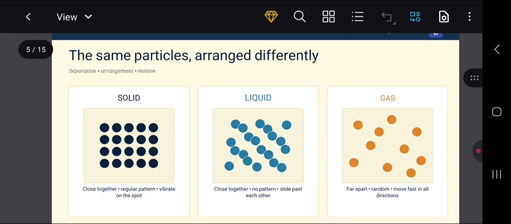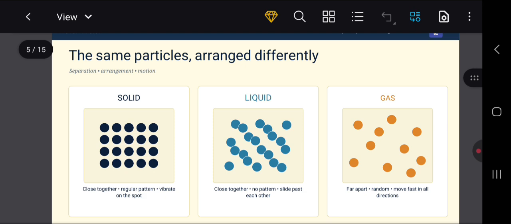Liquid, close together, but there is no pattern, unlike a solid where you can see that there is a regular pattern. In a liquid, the particles slide past each other. They are close together, but they slide past each other. If you go back to the far left, the particles are close together, but vibrate on the spot or vibrate about fixed points. Gas, far apart, indeed, in terms of separation.